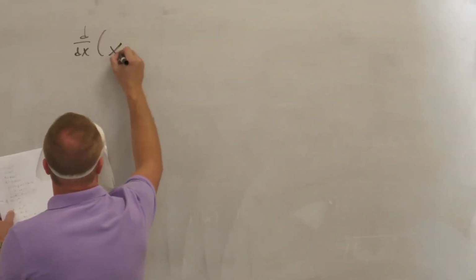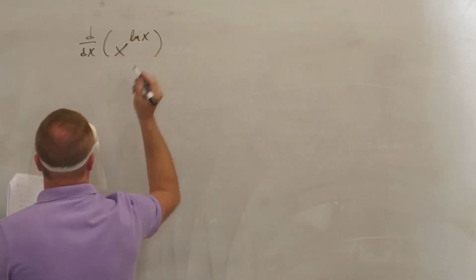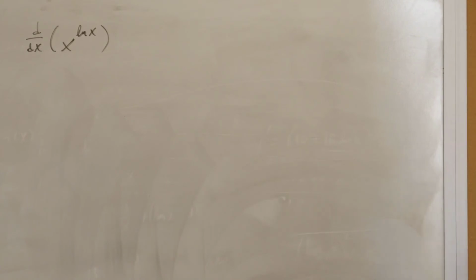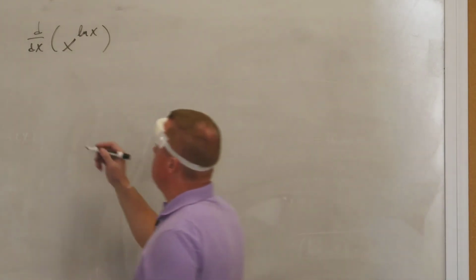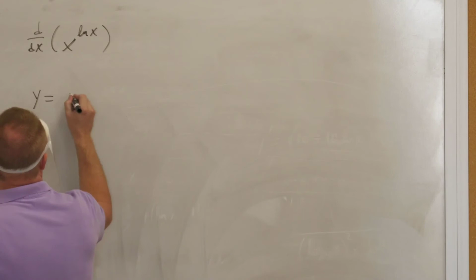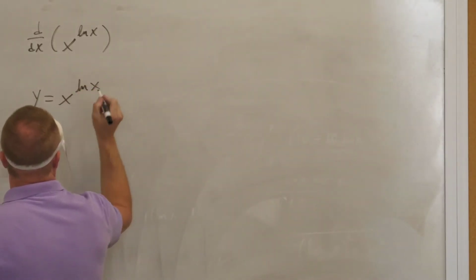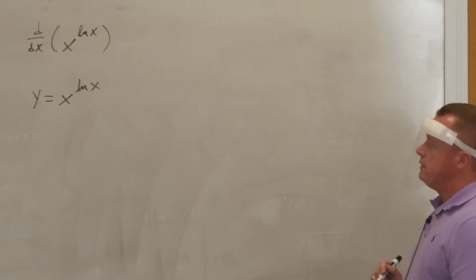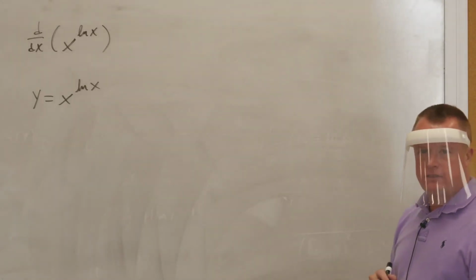Of x to the ln of x power. Okay? So you've got the base is a variable, and you got a variable in the exponent. So that tells you I'm going to have to do logarithmic differentiation in order to find the derivative. Okay? So first thing, set y equals to that. Okay? Then take the ln of both sides.